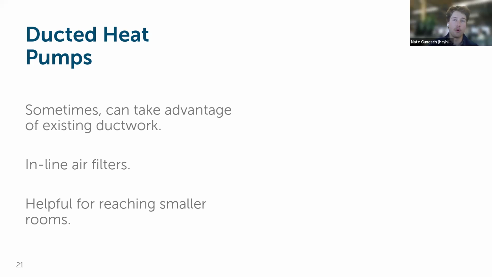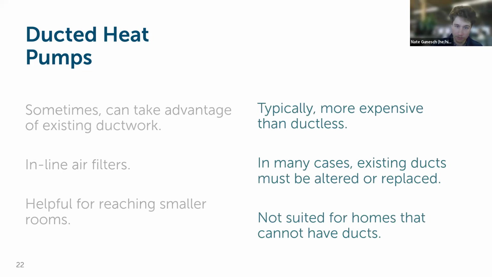One note is that if you already have a system that has central AC, that's probably sized appropriately. I won't say for sure, but that's probably sized appropriately. So that's something to keep in mind. You can have inline air filters. Air quality is a major concern. And these can also be, as I mentioned earlier, helpful for reaching smaller rooms, right? Instead of having a single ductless unit in a small room where you don't really need it, you can have a duct running into that small room. It's great for little bathrooms, great for little bedrooms. So spreading out that distribution is really the hallmark of the ducted heat pump.